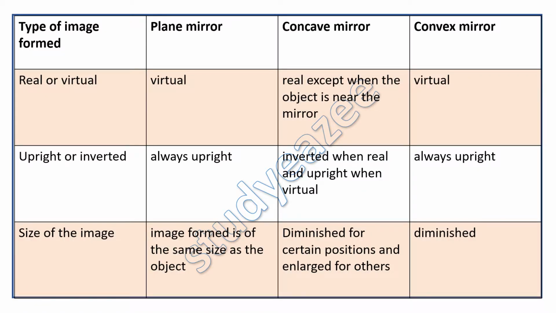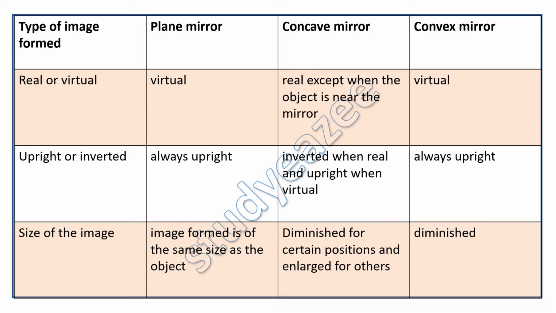Here we have shown a comparison of the image formed by a plane mirror, by a concave mirror, and by a convex mirror. In a plane mirror, a virtual image is formed, while in a concave mirror, a real image is formed except when the object is near the mirror, and in a convex mirror, a virtual image is formed. In a plane mirror, the image is always upright. In a concave mirror, the image is inverted when real and upright when virtual. In a convex mirror, it's always upright.